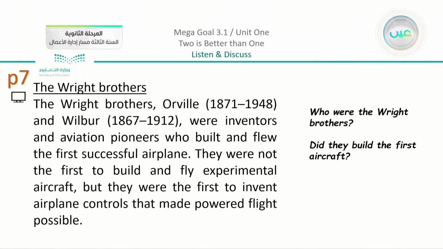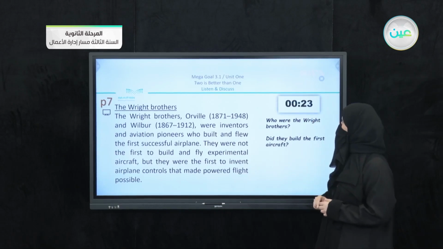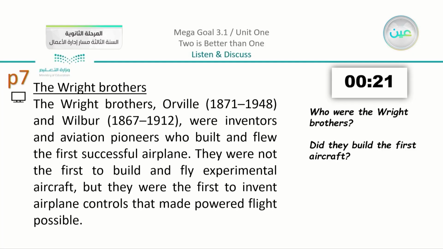Now we have the second story, the part which is about the Wright brothers, on page number 7. So we have the same thing. We have two questions. Who were the Wright brothers, and did they build the first aircraft? Now just to note that you have a yes/no question here.